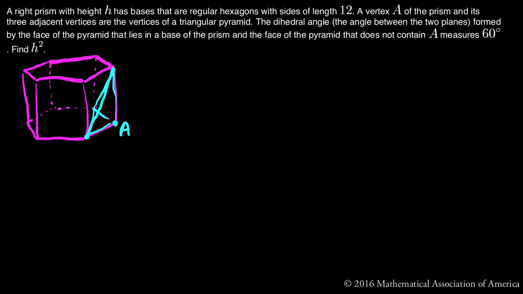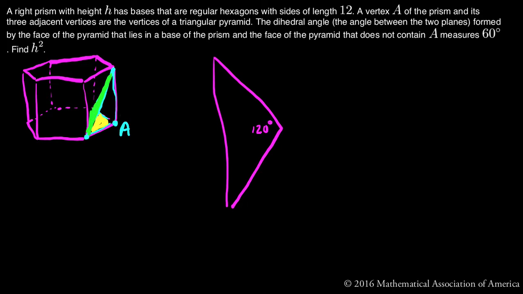Now, next thing, the dihedral angle we are looking at is the angle between this side and this side down here. Now, because of what we know about regular hexagons, this base has an angle of 120 degrees. Actually, let me make that bigger. So this is 120 degrees.